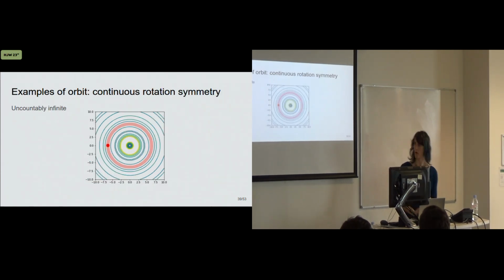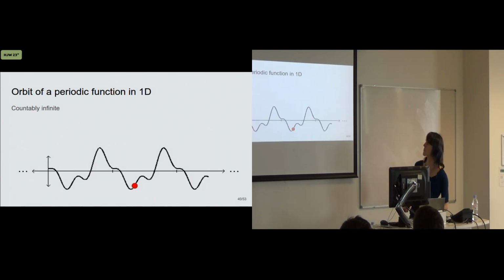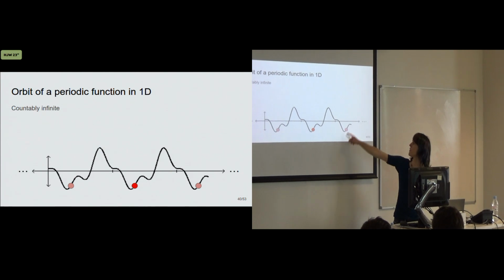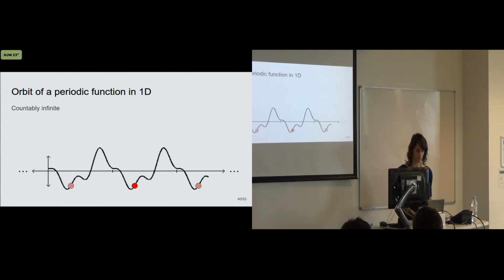All right, this also extends to continuous symmetries. Now the orbit is an uncountably infinite set of points that all have the same radial distance. Or if you think about discrete translation symmetry, the orbit is also infinite, in this case countably infinite. If we start from a point here, then the orbit contains all the points that are an integer multiple of periods away.